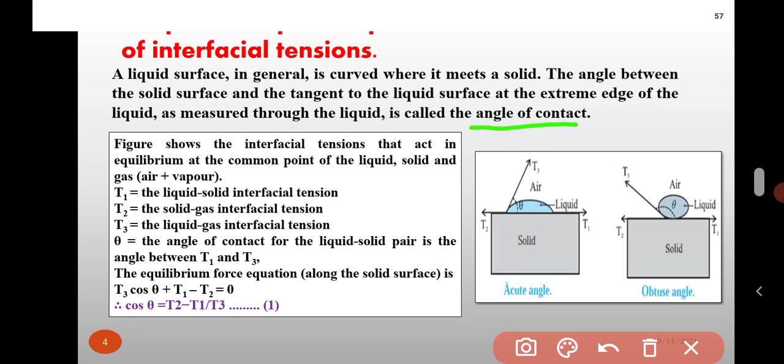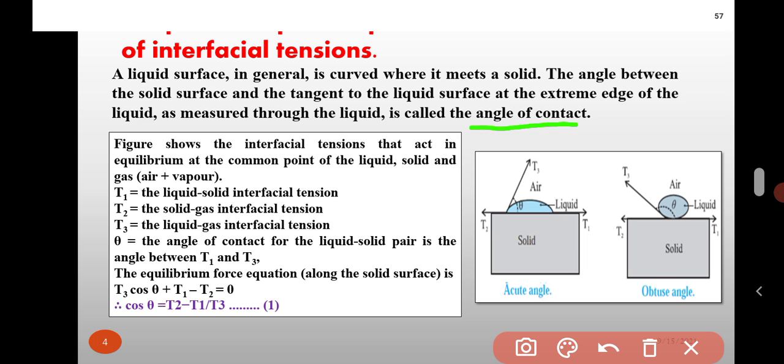Now the figure shows interfacial tensions that act in equilibrium at the common point of a liquid, solid and gas, that is air and vapor. T1 is the liquid-solid interfacial tension, T2 is the solid-gas interfacial tension, and T3 is the liquid-gas interfacial tension. Theta is the angle of contact for the liquid-solid pair, the angle between T1 and T3.